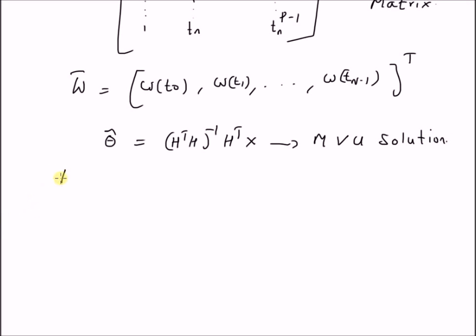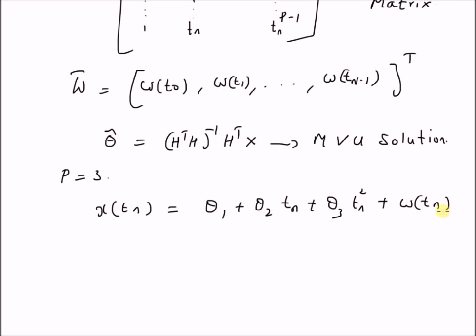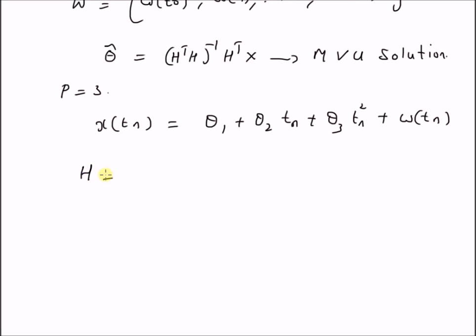Let us look at an example when p is equal to 3. That is, we have a quadratic curve as the polynomial. That is x of tn is equal to theta 1 plus theta 2 tn plus theta 3 tn squared. Clearly, this is a quadratic expression with noise component w of tn. Here, the Vandermonde matrix or the observational matrix becomes the following. The first column becomes 1s. Second column has tn's. And the final column has tn squares.